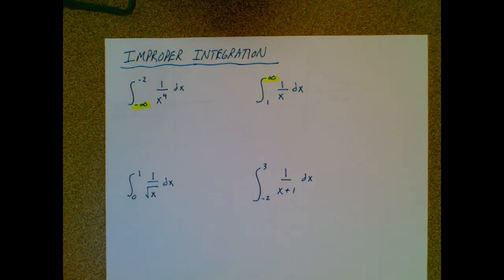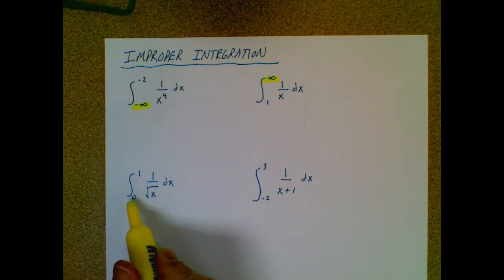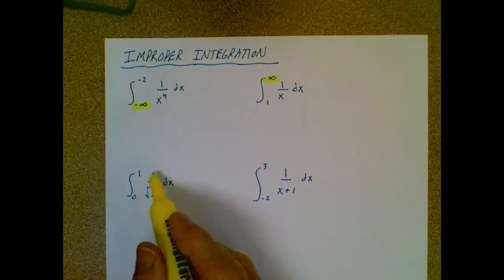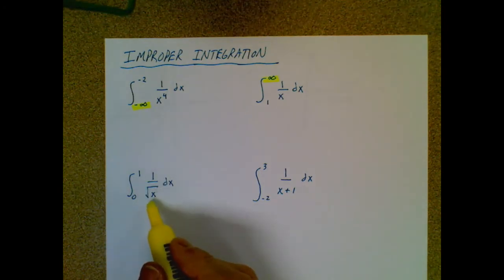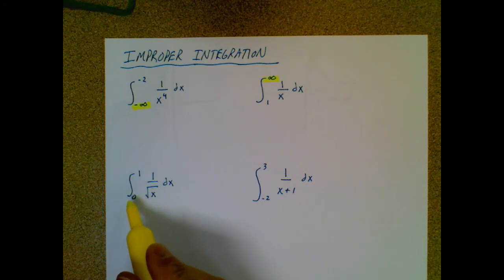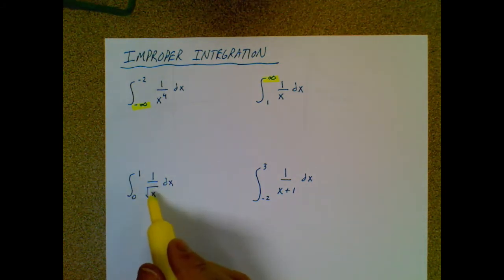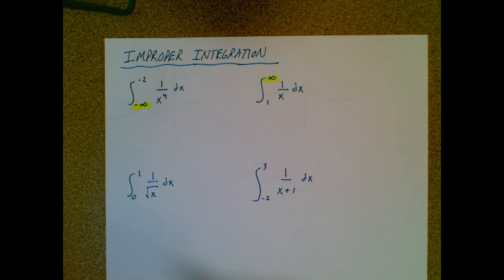These two down here aren't as noticeable. In fact, they look pretty docile at first. But this limit of integration is a 0. And if I think about this function 1 over square root of x, it's not allowed to exist when x equals 0. So this 0 causes this integrand to blow up, which causes us to use improper integration.